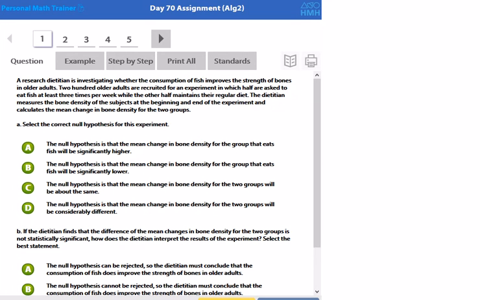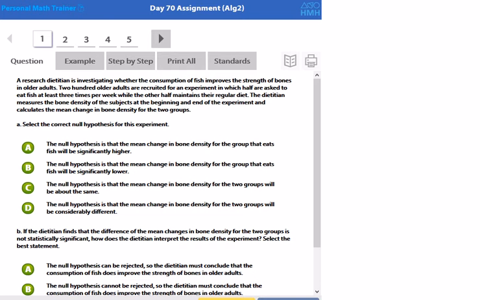Okay, here are some examples from the Day 70 assignment. A research dietitian is investigating whether the consumption of fish improves the strength of bones in older adults. 200 older adults are recruited for an experiment in which half are asked to eat fish at least 3 times per week and the other half maintains a regular diet. The dietitian measures bone density of all subjects at the beginning and at the end of the experiment and calculates the mean change in bone density.